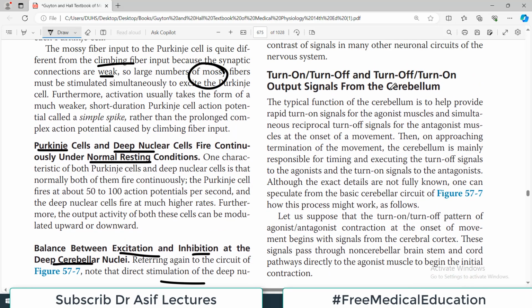Now, the turn on, turn off, and turn off and turn on output signals from the cerebellum. The typical function of the cerebellum is to help provide rapid turn on signals, meaning movement starts quickly for agonist muscles, and simultaneous reciprocal turn off signals for antagonistic muscles.